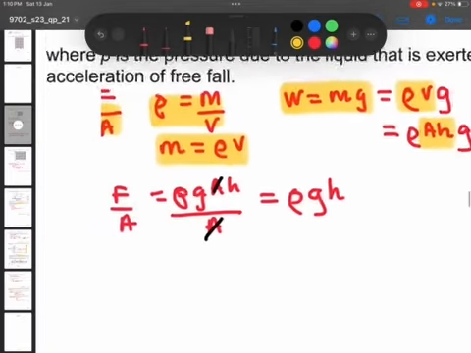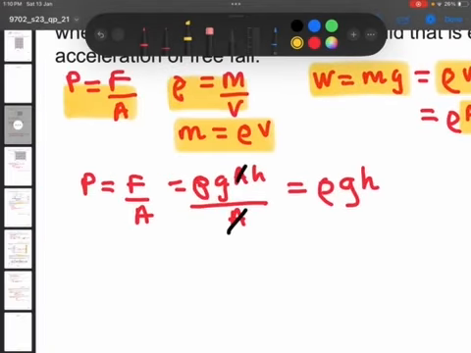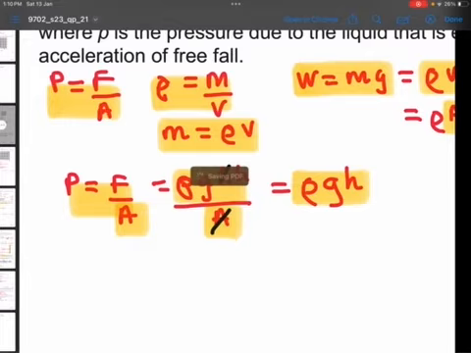That's our weight. So now pressure, remember, is force over area. So where there is force, we put rho GAH over the area, like that. So the area cancels out, and we get rho GH. So on to the next question now.